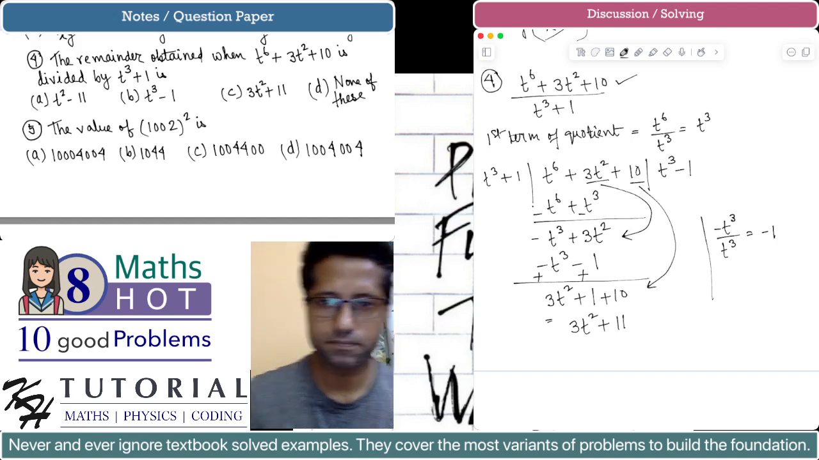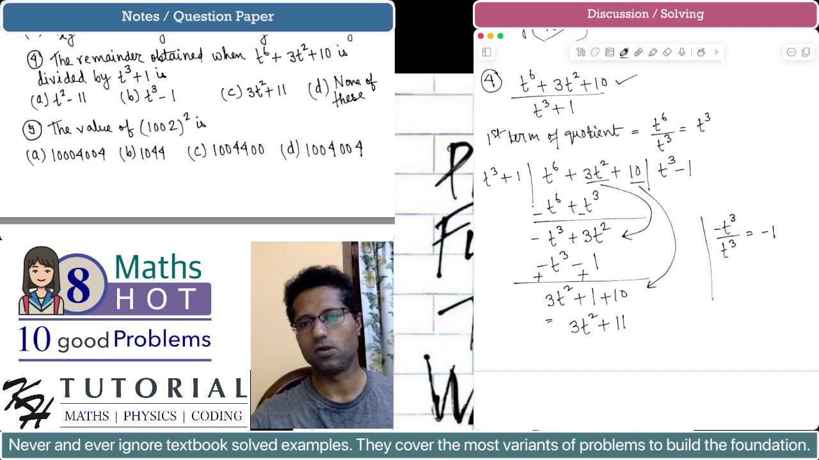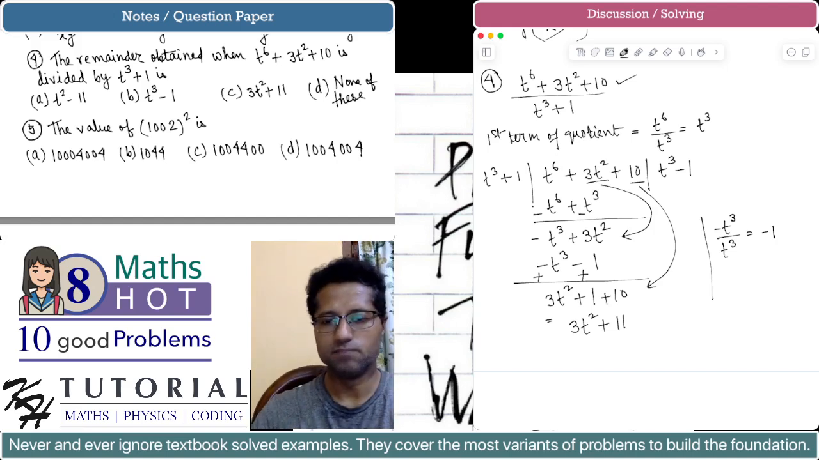So we cannot do further long division because the degree of the remainder is less than the degree of the divisor. So 3t square plus 11 is the remainder when we do the division, and hence the correct choice is C. C is the correct choice.